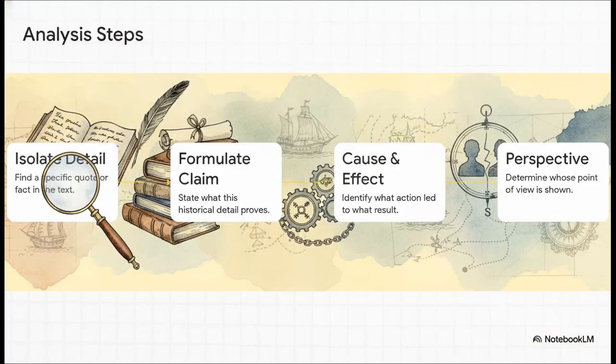Whenever we look at historical accounts, we follow these 4 precise steps to uncover the truth of the past. First, we isolate a source detail, meaning we find a specific quote or fact that really jumps out. Second, we formulate a claim, which is basically stating what we believe this detail actually proves. Third, we identify cause and effect. We ask ourselves, what action led to what result? And finally, step 4, we determine perspective. We have to figure out whose point of view is being represented, and, honestly, just as importantly, whose point of view might be entirely missing. These 4 steps are your ultimate toolkit for becoming a master historian.